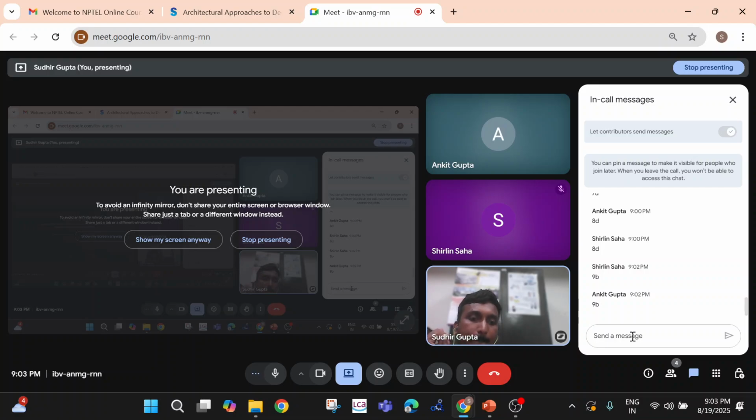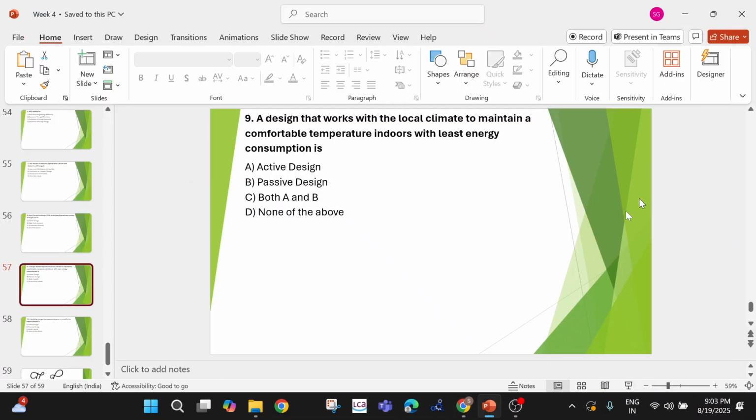So as I can see now, most of you have chosen option B for this question number 9, that is passive design. And this is the correct answer as well, because passive design uses natural ventilation, daylight, shading, as I discussed earlier also, and various strategies such as insulation and orientation, and tries to maintain comfort with or without heavy mechanical systems, thereby minimizing the overall energy use of the building and providing comfortable temperature indoors. So active design gets eliminated since it is talking about the local climate. So passive design is the only option, and this is the correct answer for question number 9.